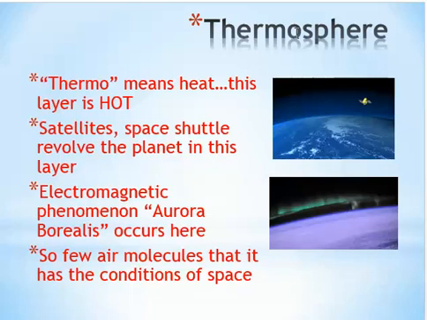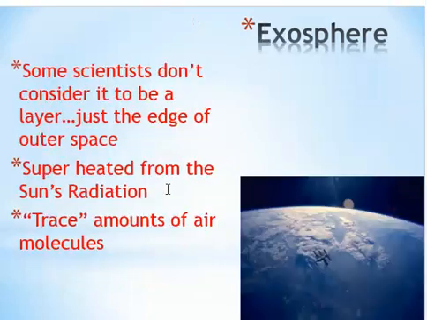Aurora borealis occurs here. This is where the northern lights are, the second picture is an image of the northern lights, which are seen at the poles, or I guess the North Pole. And then there is a southern version of the northern lights as well. And there are so few air molecules that it has the conditions of space. So the thermosphere is the hot, hot layer, and it is the fourth from the bottom, or the second from the outside.